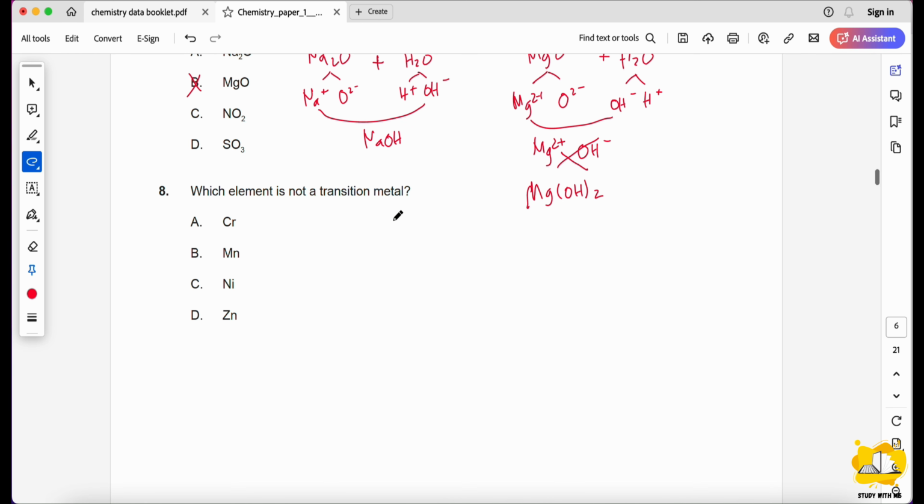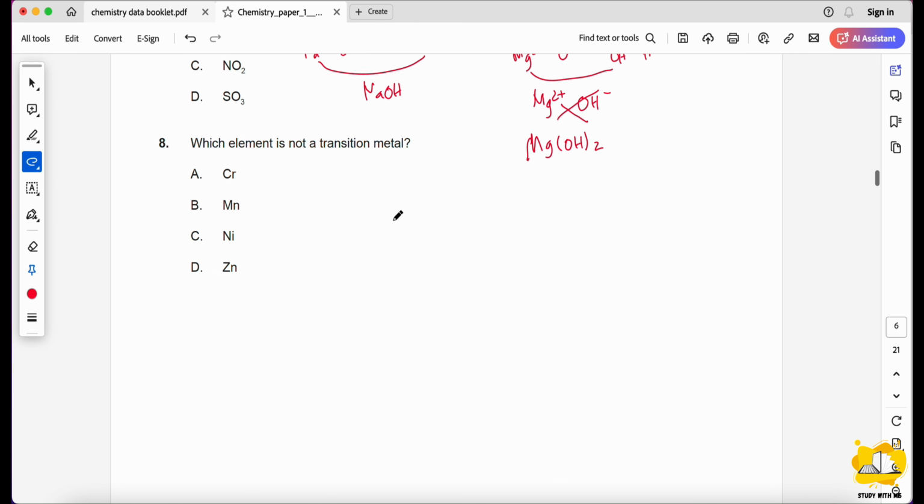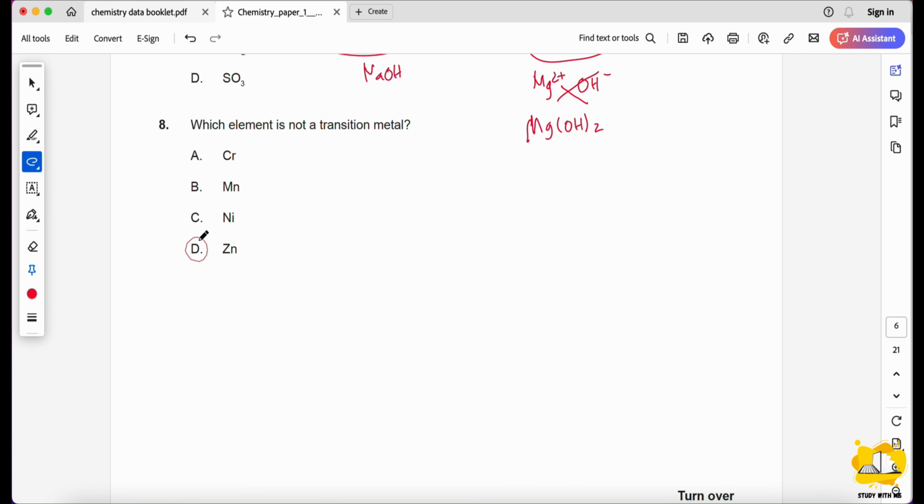Which element is not a transition metal? It's Zn, because Zn doesn't form colored compounds, and also it has the full d subshell. If we check the electron configuration of Zn, it will be 4s2 and 3d10, so it's a full d subshell.